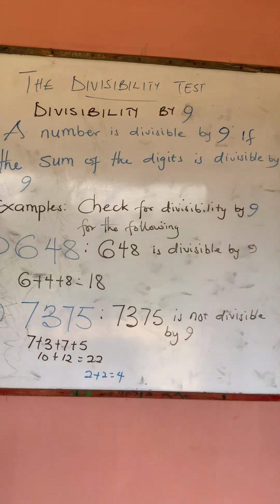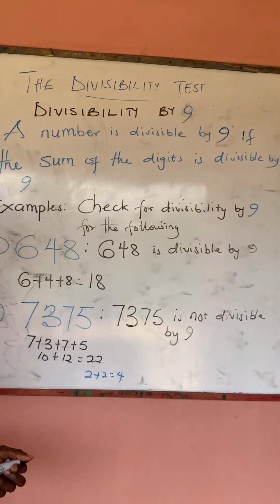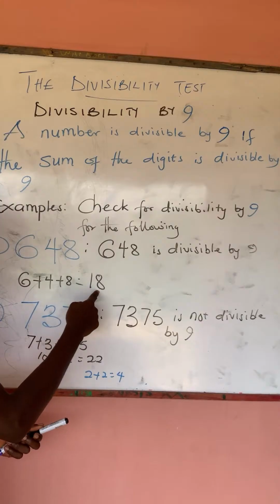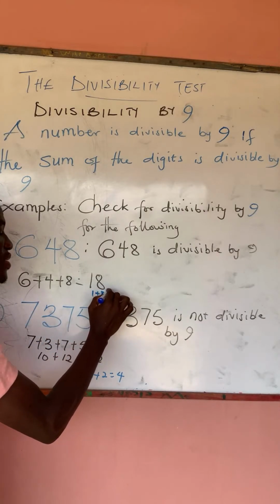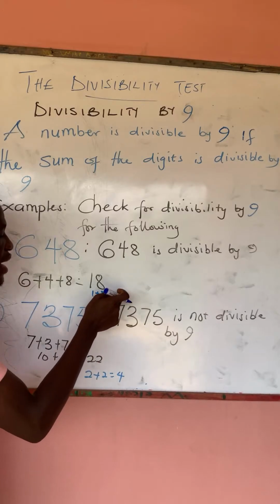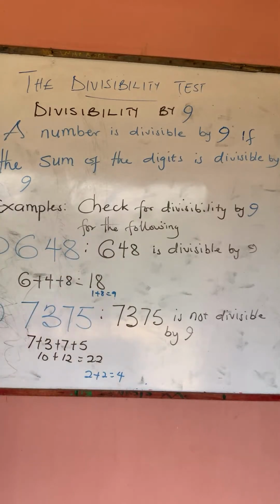So when you did that, the answer was 4. If you had done it for the first one, 1 plus 8 is equal to 9. Let me show it up here. 1 plus 8 is equal to 9, and 9 is divisible by 9. That's why 18 was divisible by 9. Therefore, 648 was also divisible by 9.